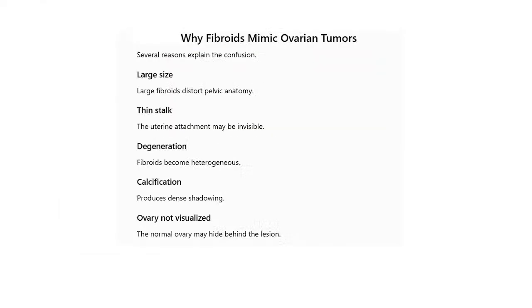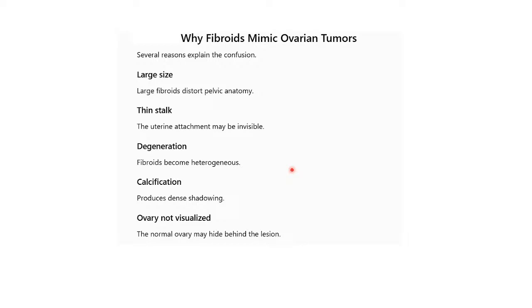So why do fibroids mimic ovarian tumors? Do you know why fibroids mimic ovarian tumors? Several reasons explain the confusion. Let me highlight the major ones. The larger size: large fibroids distort the pelvic anatomy, and then you can mistake them for ovarian tumors. Thin stalk: the uterine attachment may be invisible. You might not see the connection with the uterus.